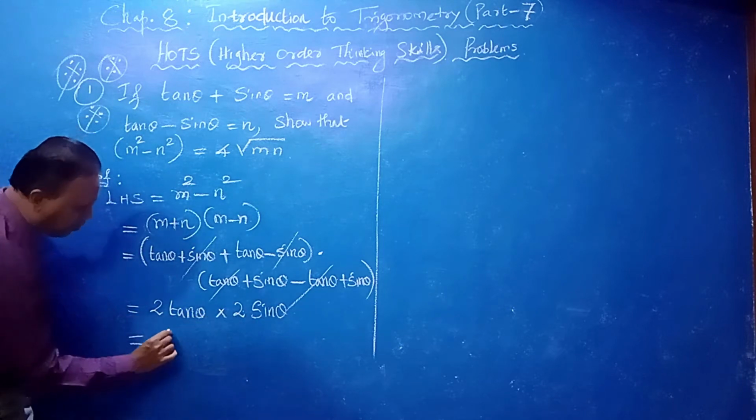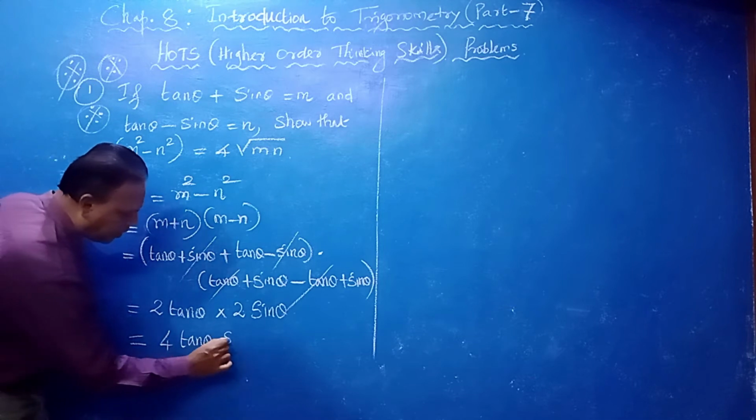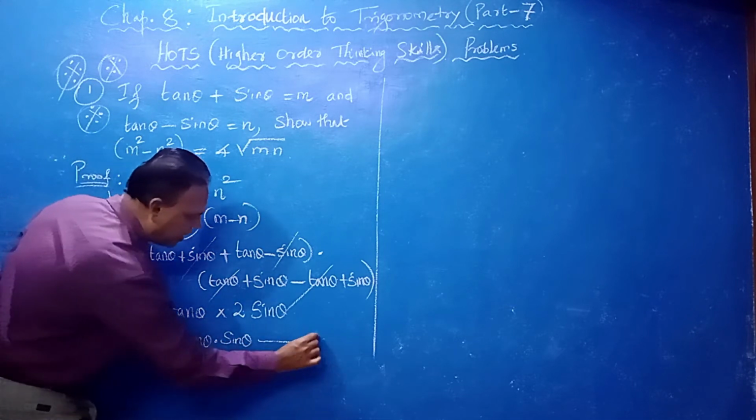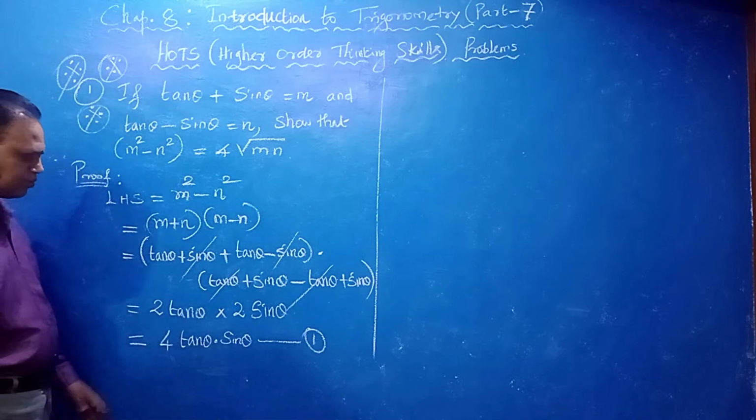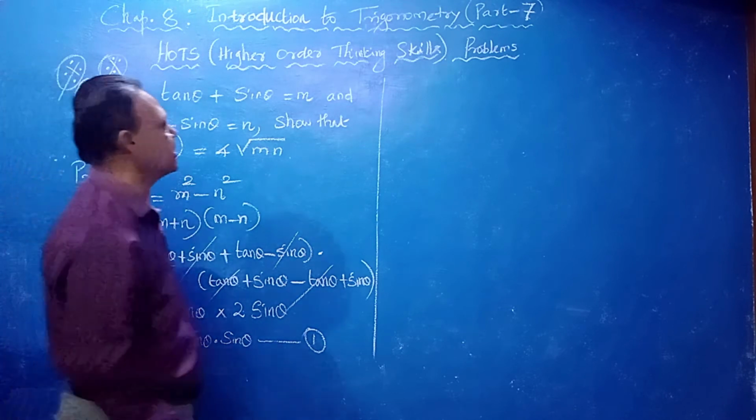Now 2 into 2 is 4 tan theta sin theta. This you take as 1. Now you have to find out the right hand side.